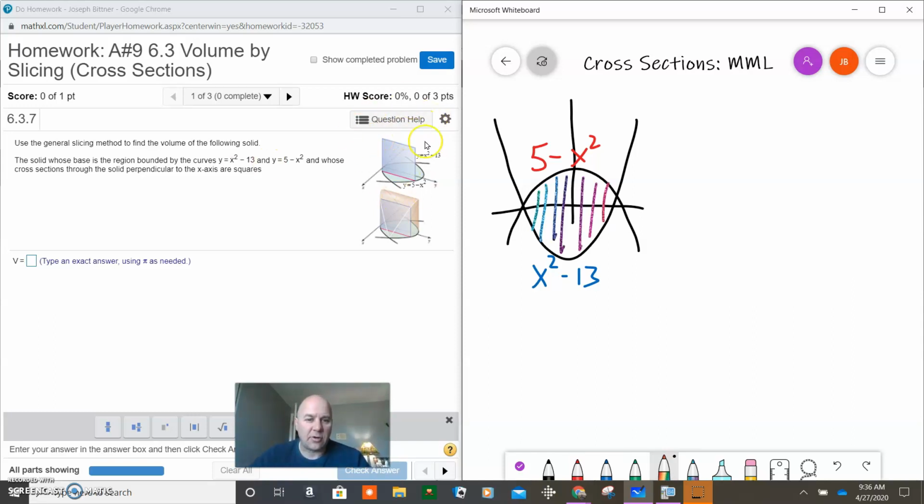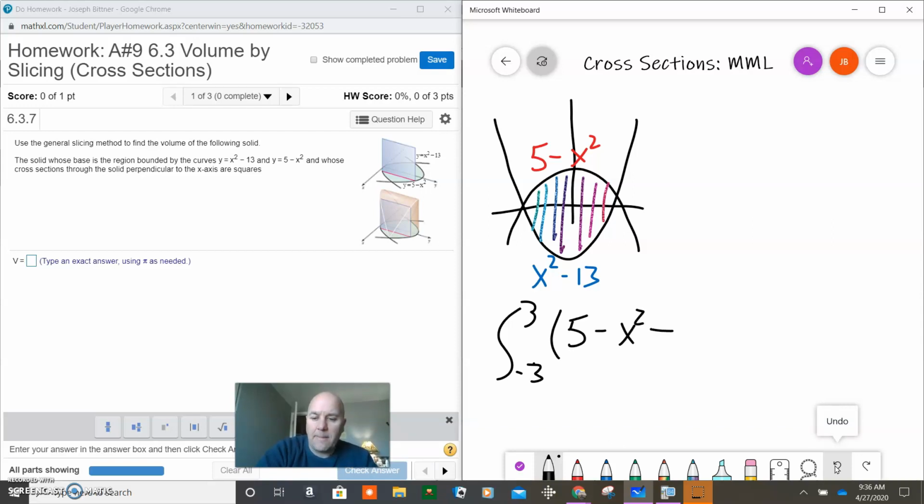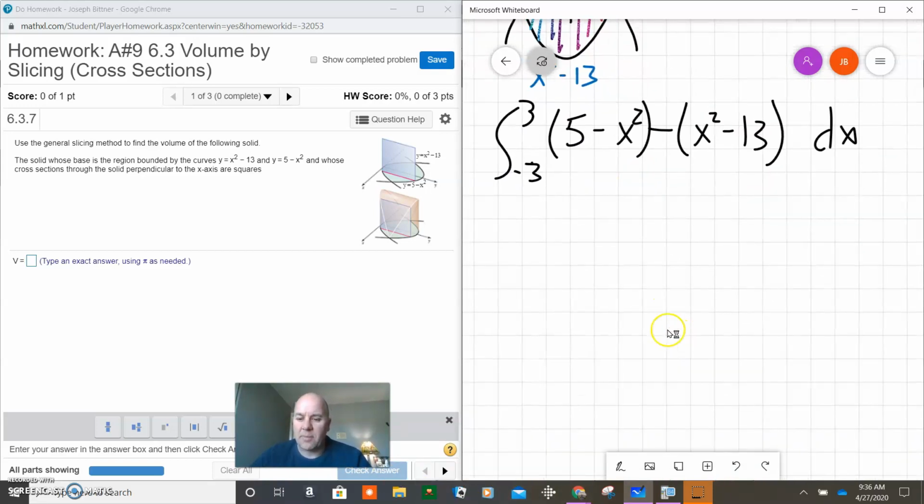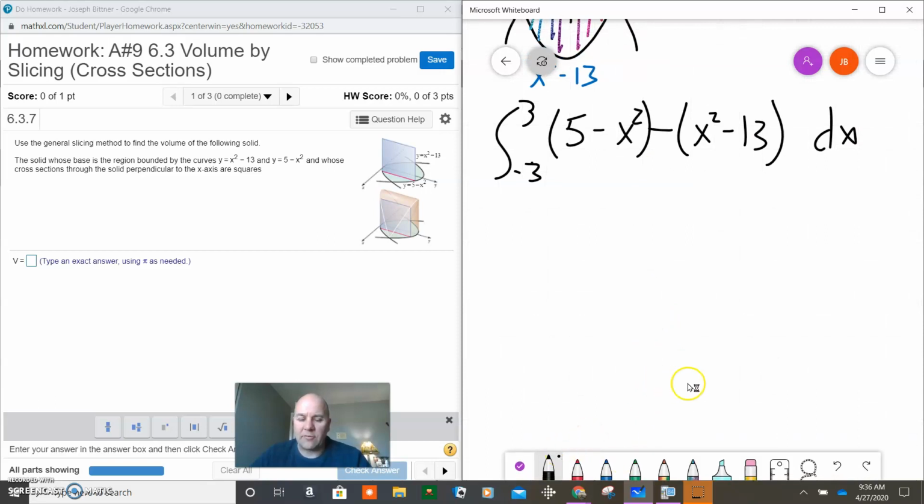In this case, the cross sections are shapes of squares. So the integral is going to be from -3 to 3, top 5 minus x squared minus the bottom function, x squared minus 13. Now, this will give me the area of just the region between the parabolas. So just from the top minus bottom. That's all that's going to give me.